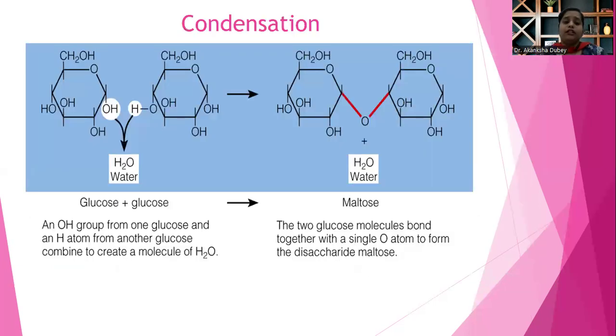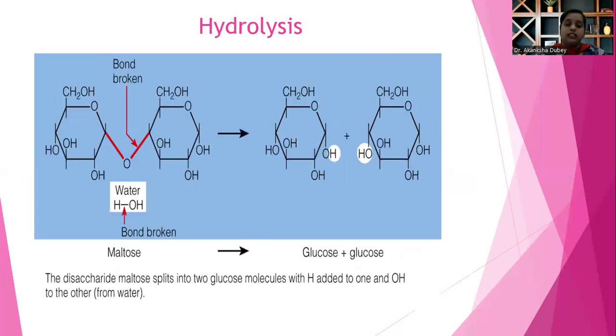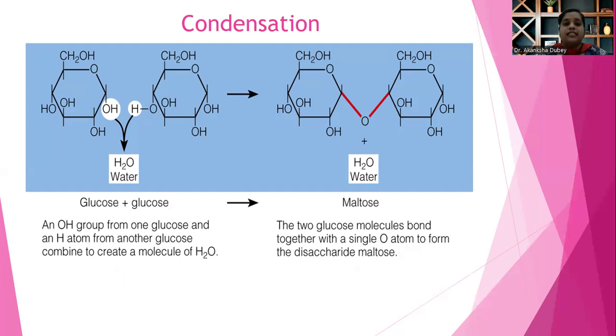Next, talking of two important reactions here. One is the condensation reaction, another is hydrolysis. Hydrolysis is nothing but lysis by water. Condensation means two molecules join together to form a separate molecule. So here, as you can see, two molecules of glucose combine to form maltose. This is termed as a condensation reaction. Here one OH group from one glucose and hydrogen from another glucose combine to create a molecule of water, and together they form a disaccharide called maltose.